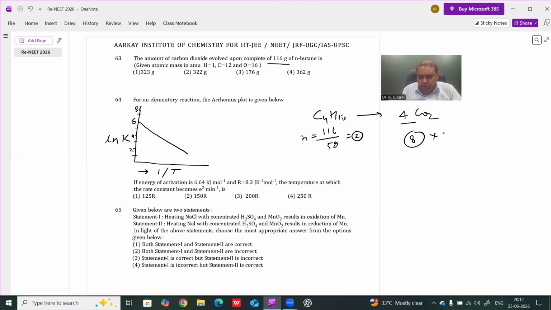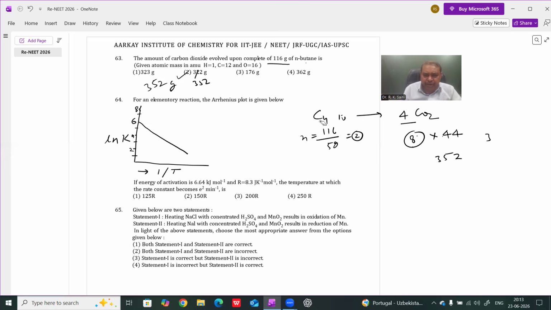And we know that 1 mole of CO2 has molar mass 44. Therefore, our answer is 352 gram. Answer 352 gram. By mistake, maybe second or third, anyone may be writing this. 352 gram. Option second. Question next.